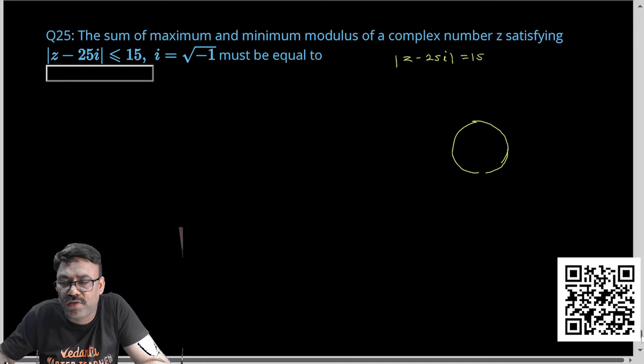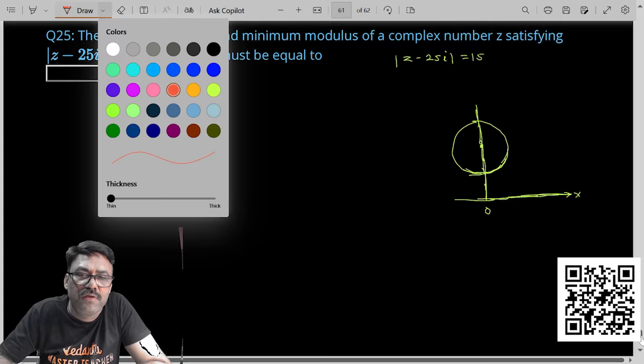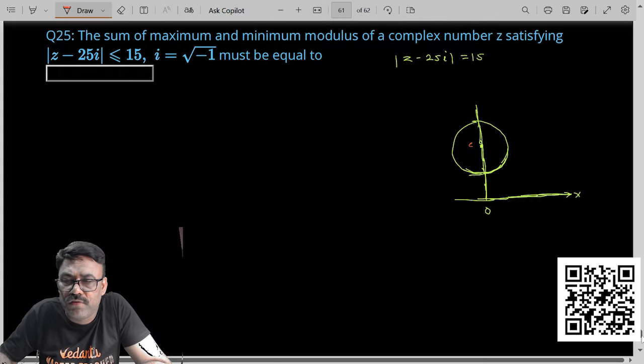So let's say I have a circle here. The center of this circle is on the y-axis, at 0, 25. Radius is 15. This is the center, which is 0, 25, and the radius is 15. So obviously this point is 0, 40. This point is 0, 10 because the radius is 15.